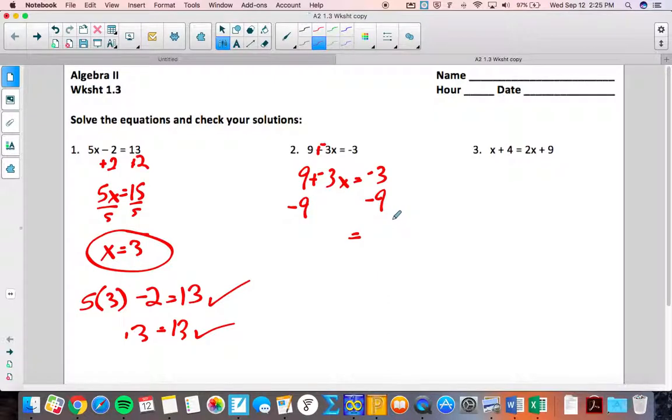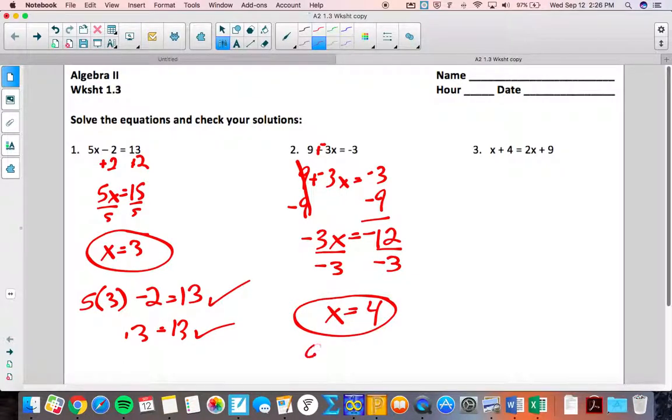So on the right side, we get negative 12. Careful, what do you write down on the left side here? Well, this got undone, so we are left with a negative 3x. If you don't bring down the negative with the 3, the answer won't work out. So now we divide by negative 3 to undo multiplying by negative 3. So we get x equals 4.